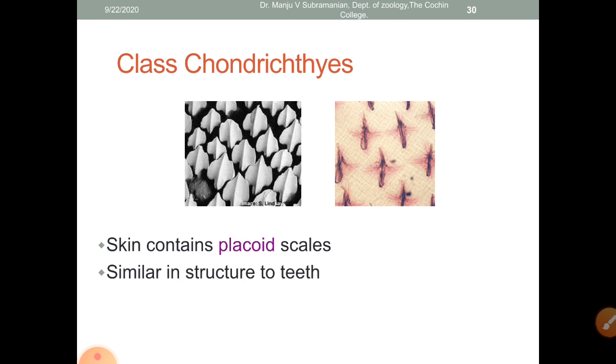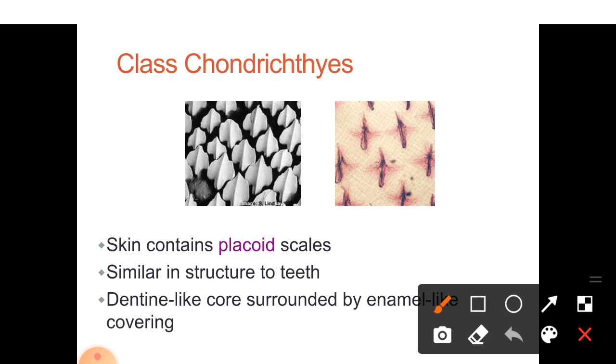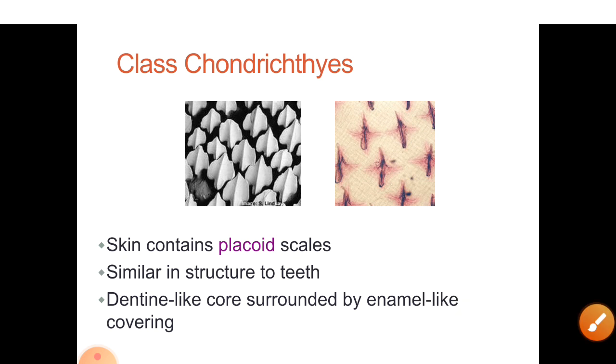The first scale is the placoid scale. These placoid scales are found in the cartilaginous fishes such as sharks, rays and chimeras. They are also called dermal denticles. Since they are structurally homologous with vertebrate teeth, they can be compared to vertebrate teeth.